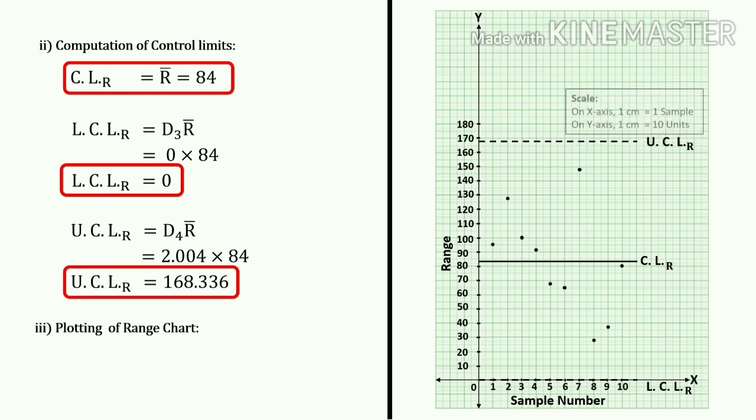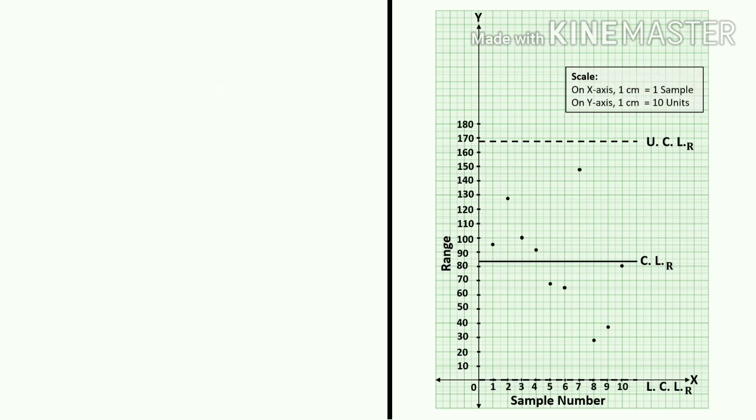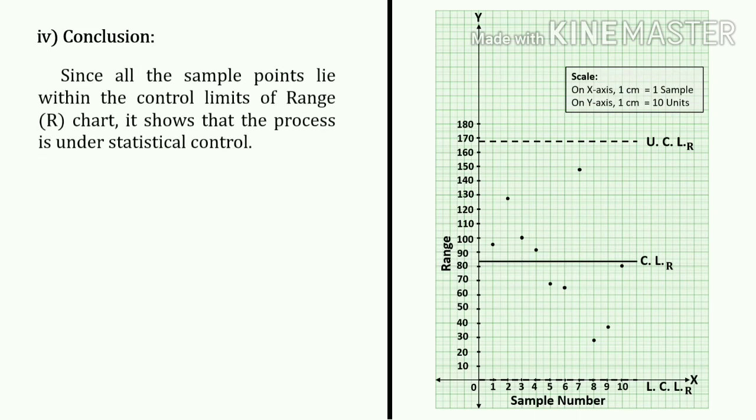Of course there is a scale, so we have to write down the scale. On x-axis 1 centimeter is equal to 1 sample, and we have taken 1 centimeter is equal to 10 units on y-axis. Conclusion: since all the sample points lie within the control limits of range chart, it shows that the process is under statistical control.